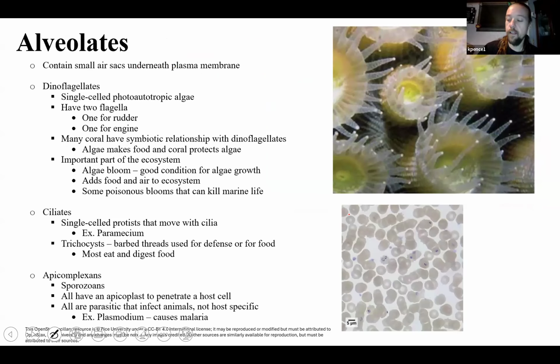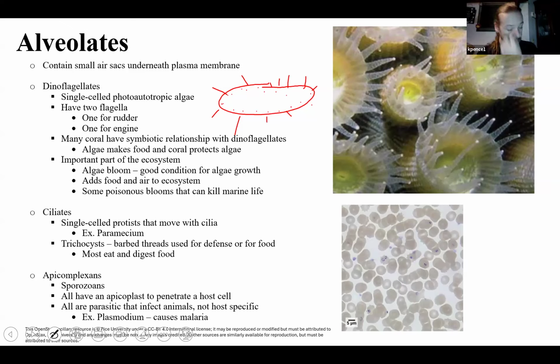Okay, so these are the alveolatas. So alveolatas are going to be organisms with little air sacs underneath their plasma membrane. So I can show you a video here in a minute with paramecium. I think we might have looked at it earlier in the semester, but paramecium have cilia on the outside of their cells. But if you look underneath their plasma membrane, they have these little vesicles, and these little vesicles are what give them the name air sacs, or alveolatas.